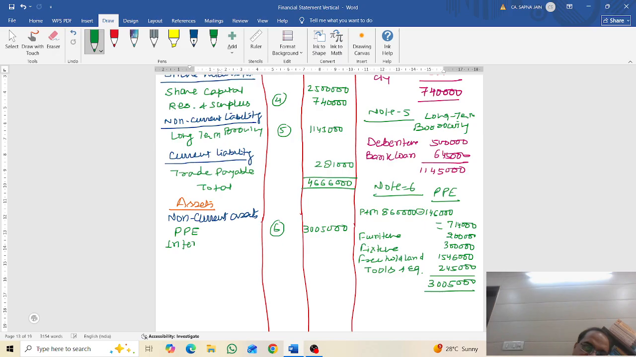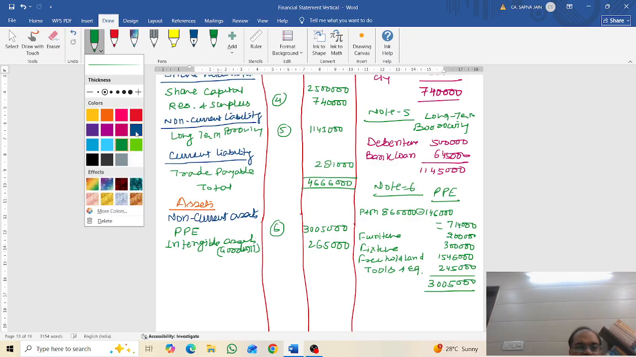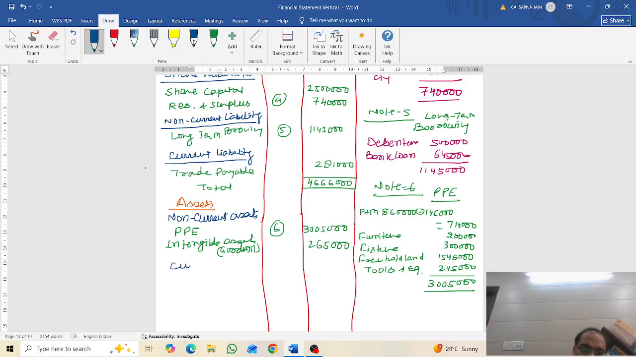Next is the intangible asset. Only goodwill is given, so no need to prepare a working note. How much goodwill? 2,65,000. Only 2 items are given under the non-current assets. Now the heading is current assets.